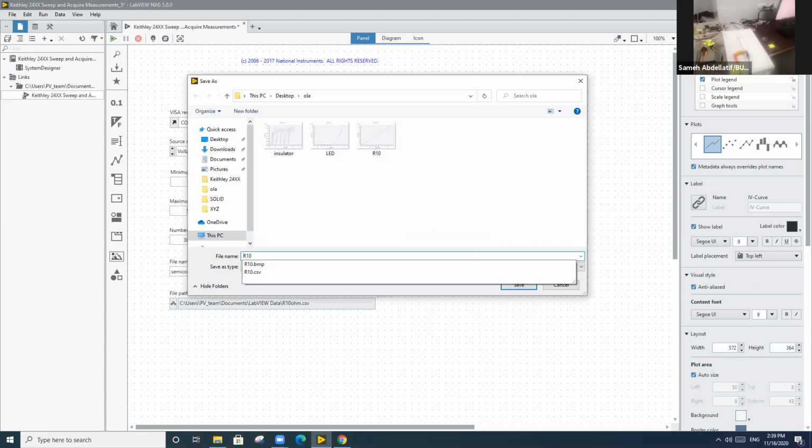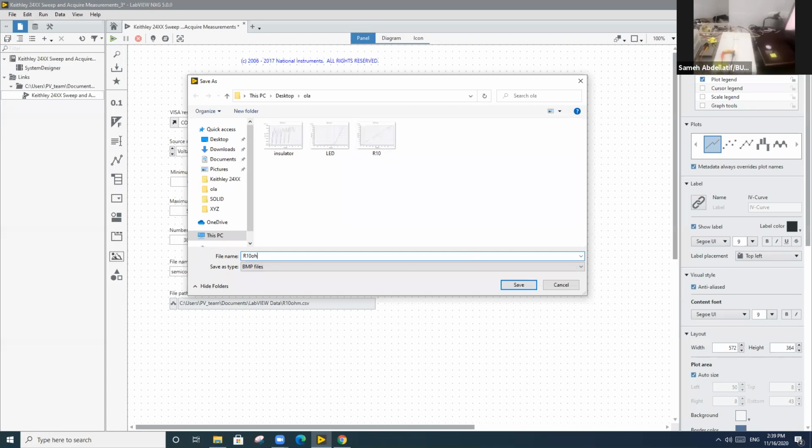What we are going to do now is to save this data in the form of an Excel file so that we can deliver this Excel file to you later on.